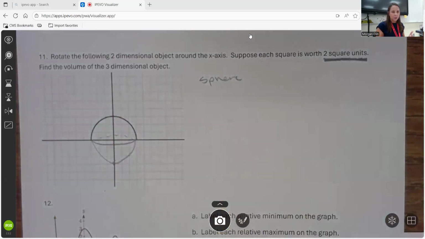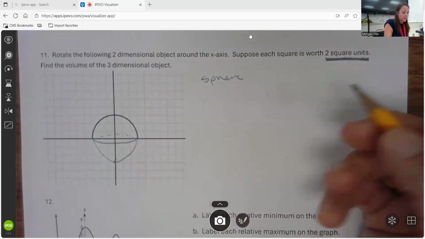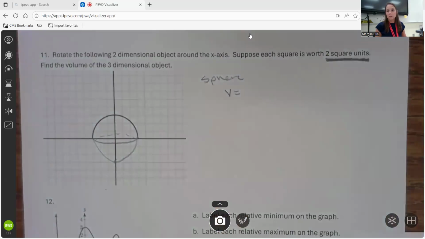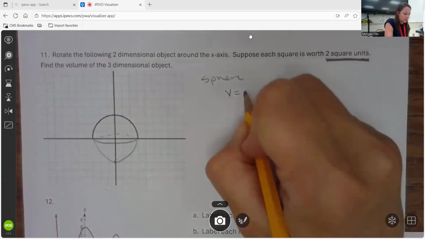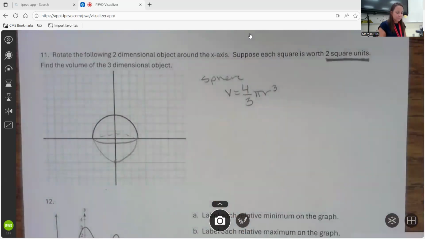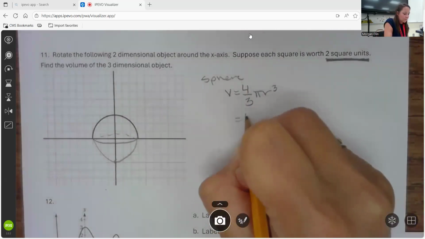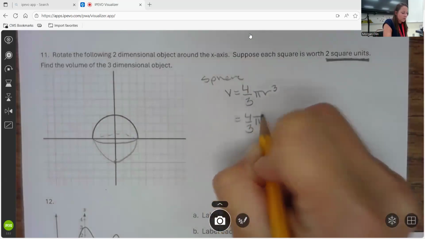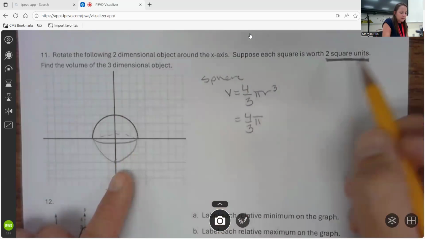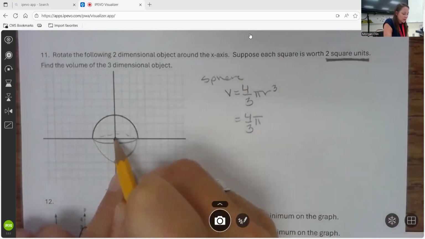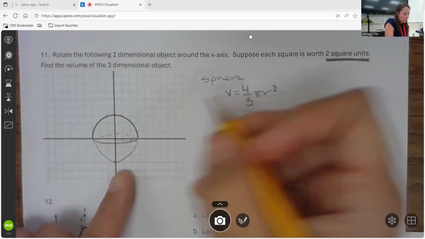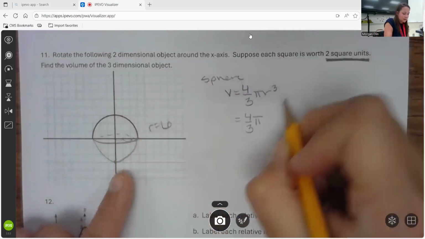Well, we got several things going on here. First off, a sphere. What is the volume of a sphere? You got to remember all those formulas, so please have them memorized, okay? 4/3 pi r cubed, like that. So here, 4/3 pi, you got to know the radius. Well, here we think it's going to be 3, but because each square is worth 2 square units, it's going to be 2, 4, 6. So our radius equals 6 here.